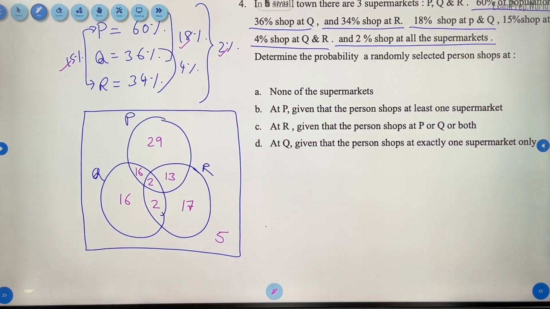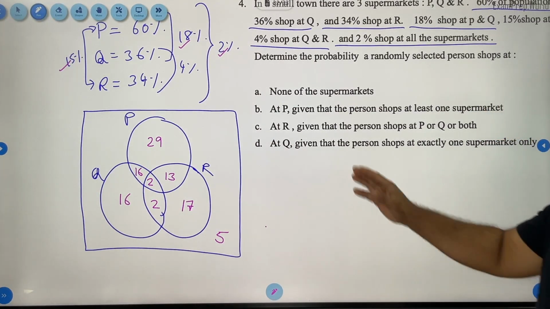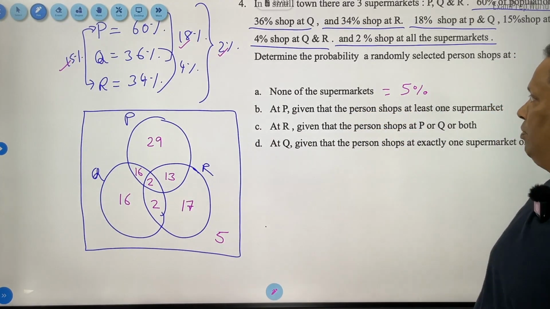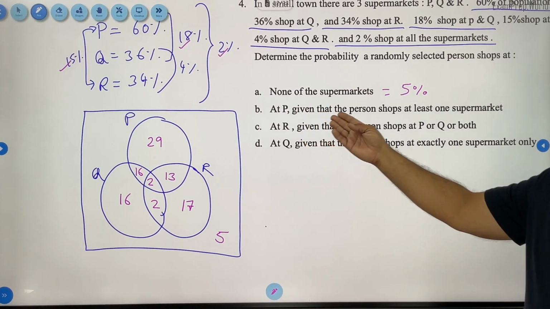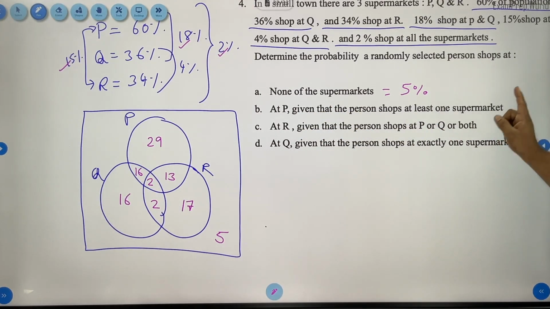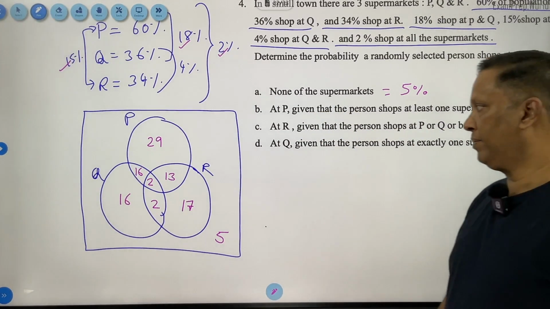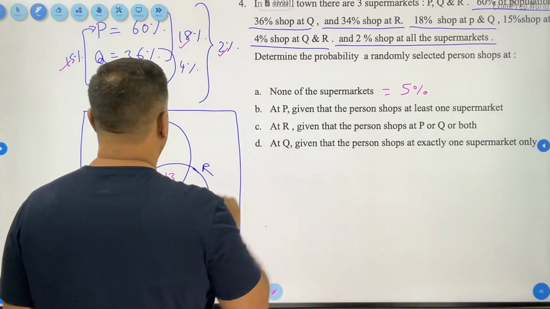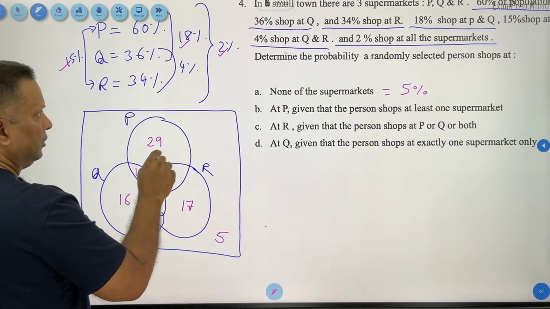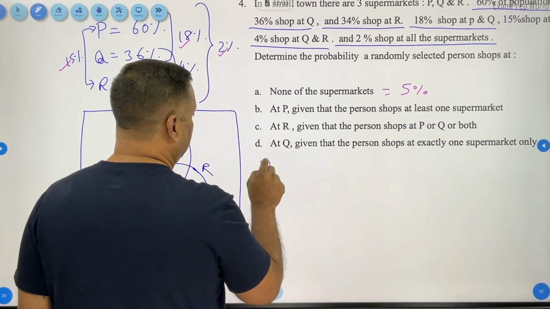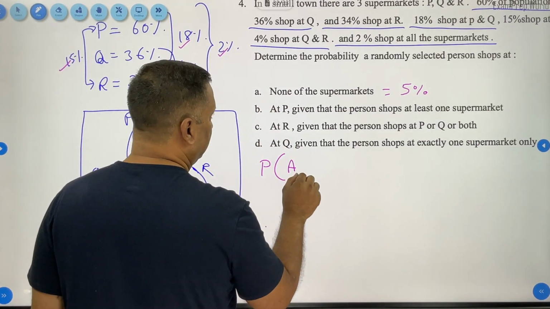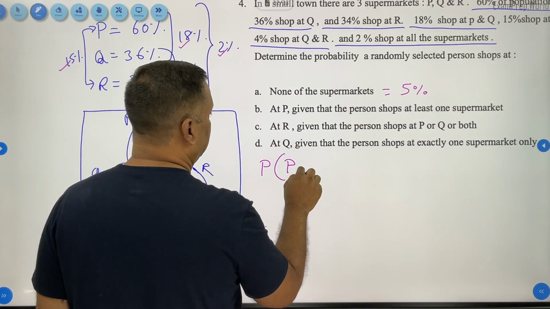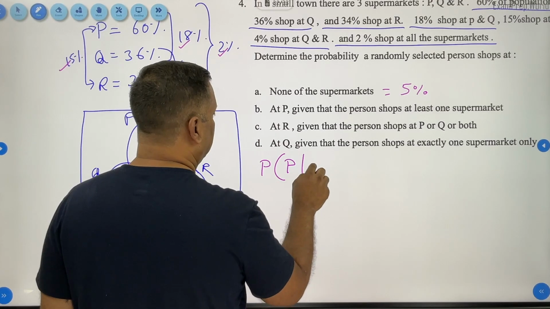Okay. Now let's come back to the question. None of the supermarkets, our question is answered. It is 5% of the guys who don't go to any supermarket. At P, given that the person shops at least in one of the supermarkets, at least one of the supermarkets is 95%. So at P, probability of P, given that at least one.